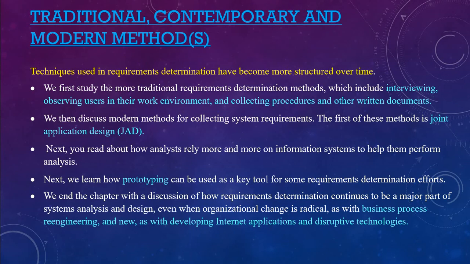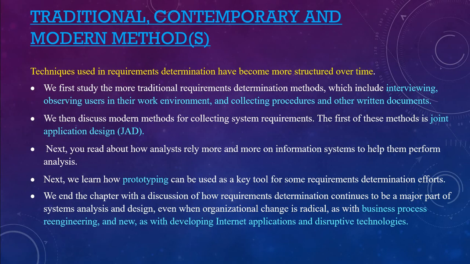Techniques used in requirements determination have become more structured over time. The first one, that is the traditional requirement determination methods, includes interview, observing users, and collecting procedures and other written documents. Next, we have the contemporary or the modern method for collecting the system requirements, that is joint application design.